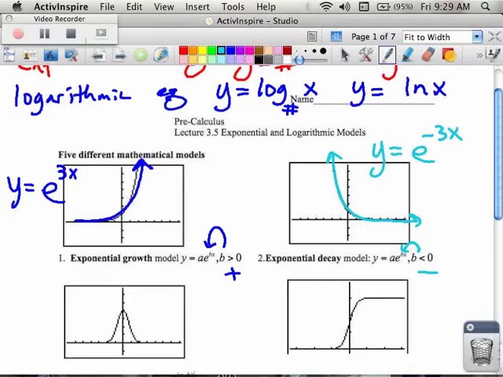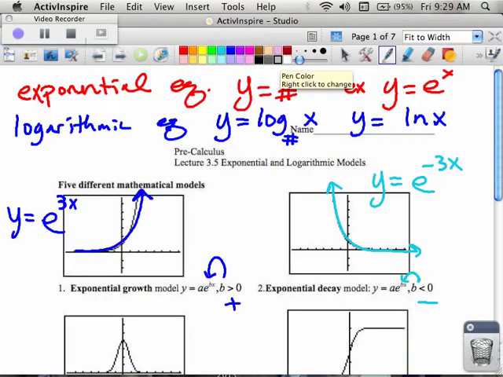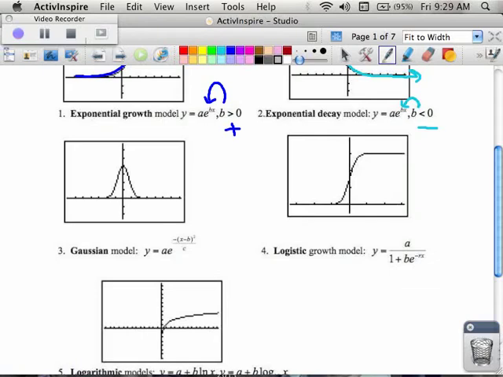The next couple you're not really going to talk about. One's called the Gaussian model. Friedrich Gauss was a famous math person who discovered some things. And then there's a logistic growth model in number 4. Logistic growth you'll use in calculus. So we're not really going to talk about logistic growth or the Gaussian method too much. And this is in calc. You'll talk about this model a little bit.